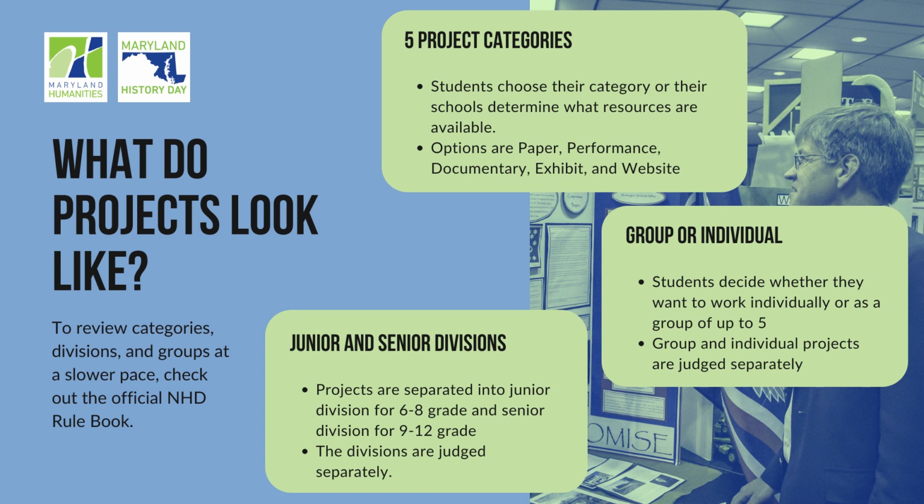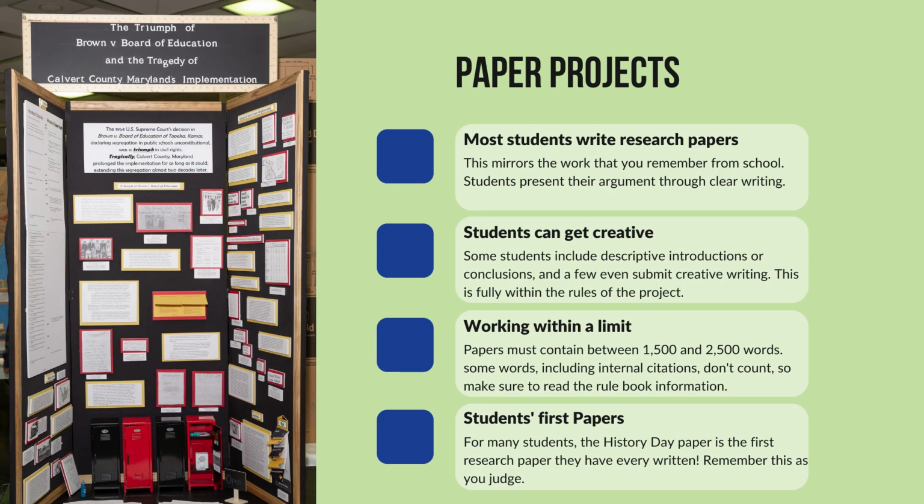Junior is comprised of 6th through 8th grade students, and senior is made up of 9th through 12th grade students. Students are sorted into these groups based on the oldest member of their team. For example, if a project team is 3 7th graders and 1 9th grader, the group will compete in the senior division. We'll now go through each category.